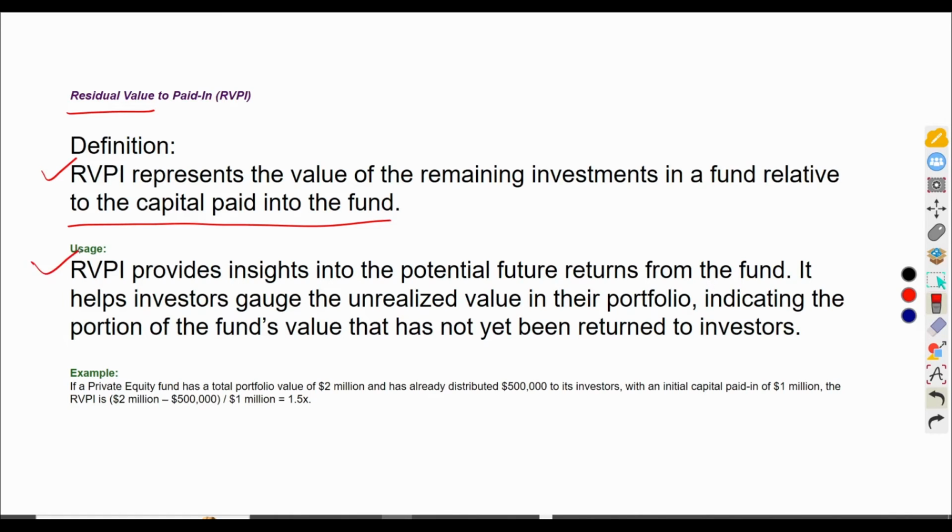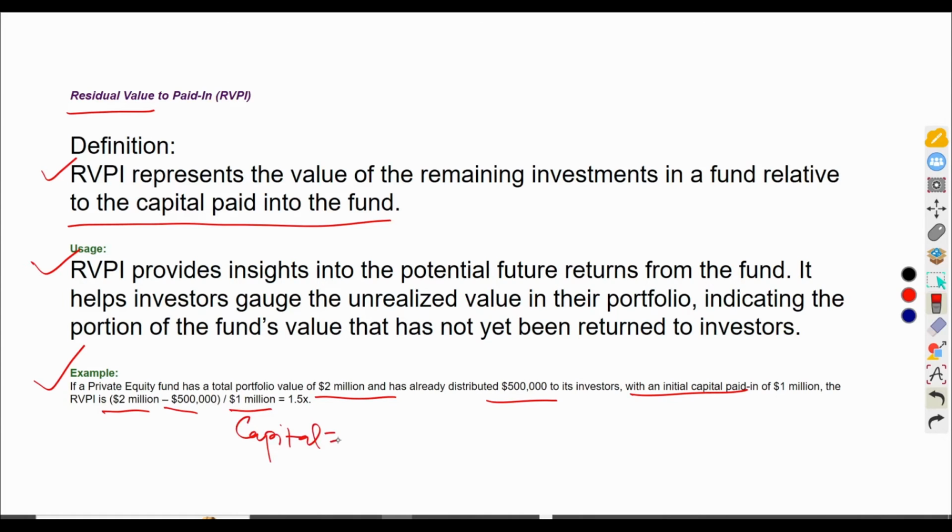So if you see, RVPI provides insights into the potential future returns from the fund, and it helps investors gauge the unrealized value in their portfolio, indicating the portion of the fund's value that has not yet been returned to investors. Let's put it all into an example. Let's say a private equity fund has a total portfolio value of 2 million, and has already distributed 0.5 million to its investors, with an initial capital paid in of 1 million. RVPI is total portfolio value minus distribution, divided by this 1 million capital.